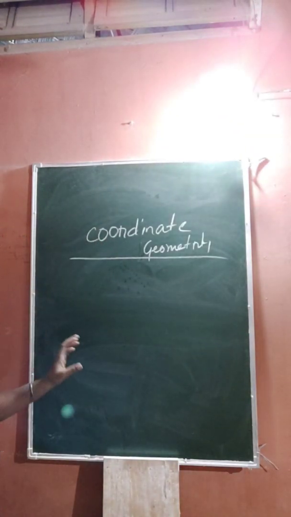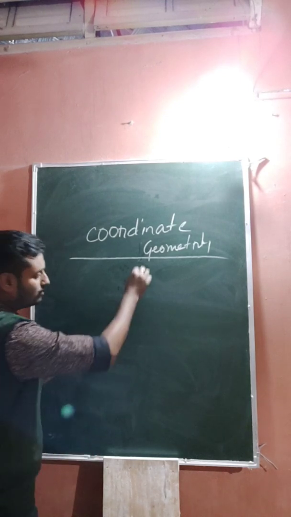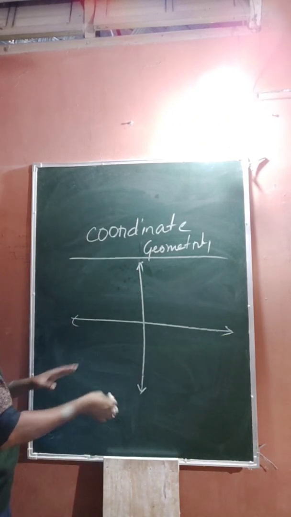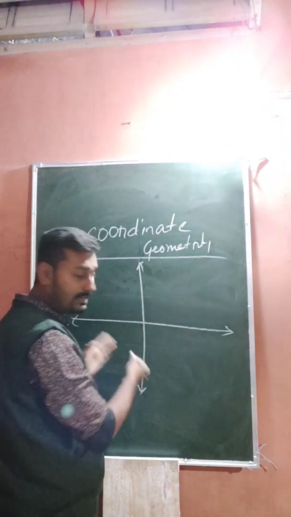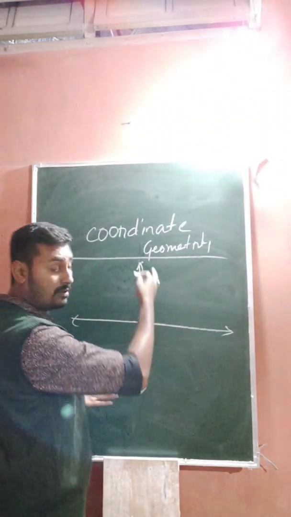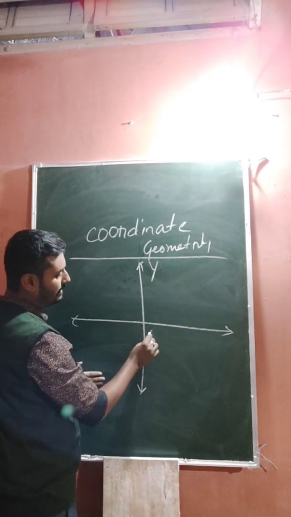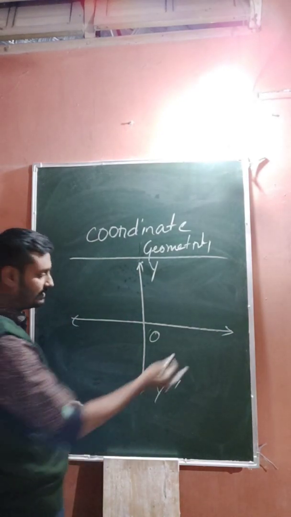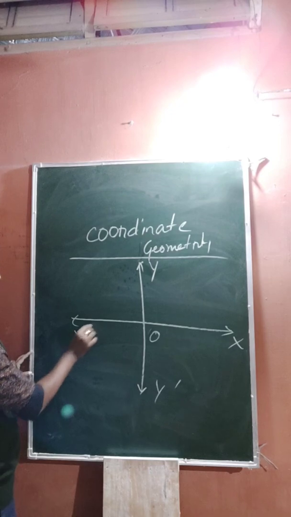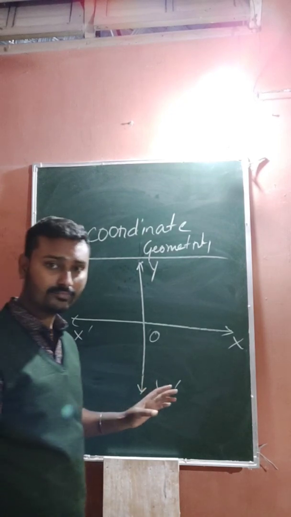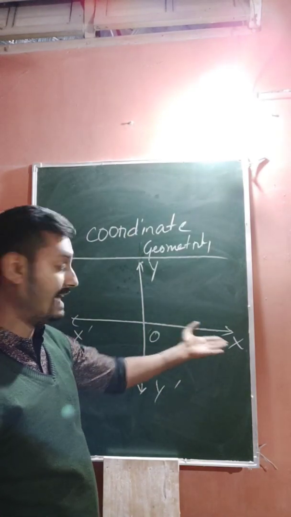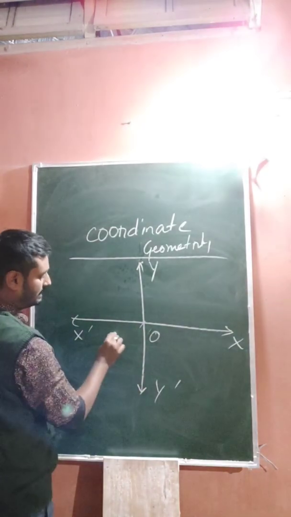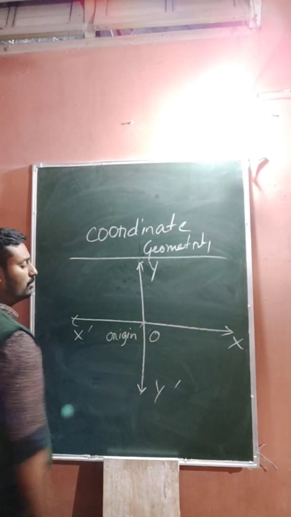And the basic thing in coordinate geometry is that suppose there are two axes like this. One is the vertical axis and one is the horizontal axis. The name of the vertical axis is Y dash, and simply it is known as the y axis. The name of the horizontal axis is X dash, and simply it is known as the x axis. Clear? These two axes, y axis and x axis, intersect at a point. This point is known as the origin and is denoted by the symbol O.